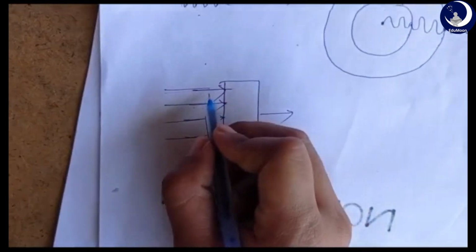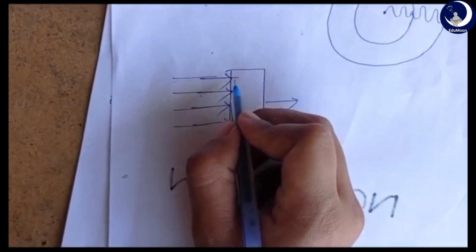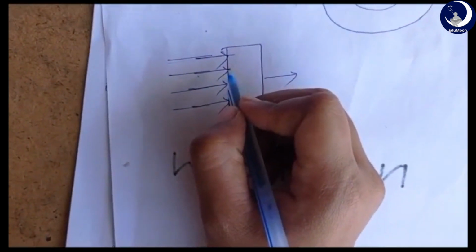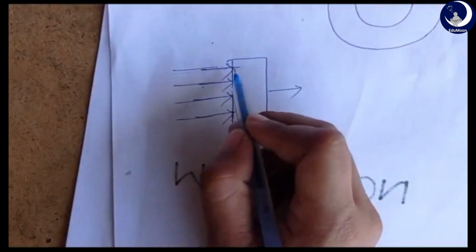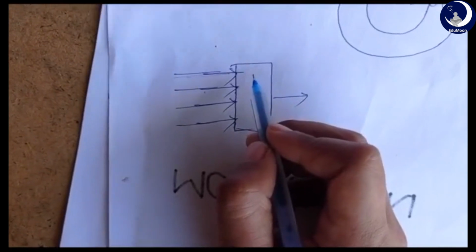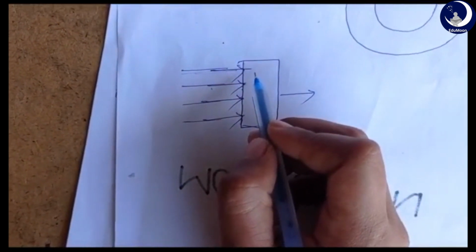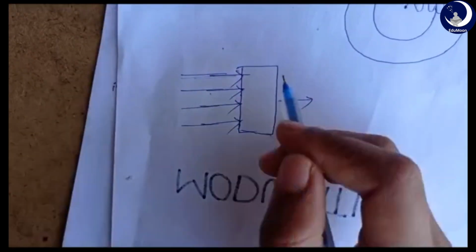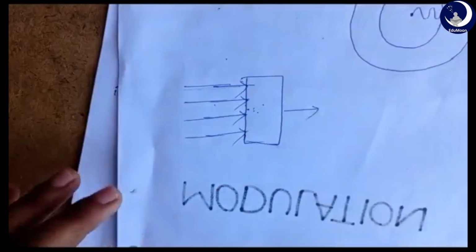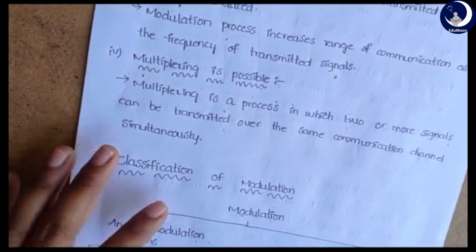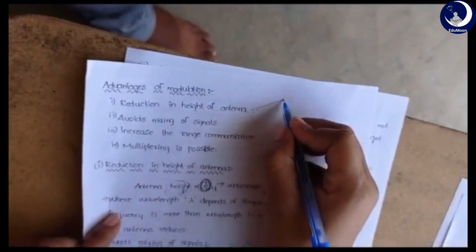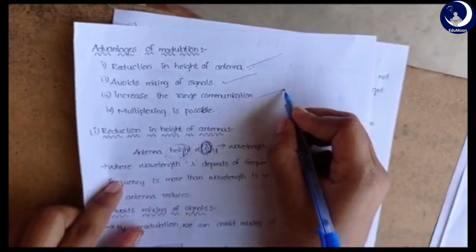So using modulation in multiplexing, we are sending two or more signals through the same channel. If we do not use modulation, we would worry about mixing of signals, but using modulation we can avoid mixing of signals and multiplexing is possible. So these are the main advantages of modulation: reduction in height of antenna, avoiding mixing of signals, and increase in range of communication.